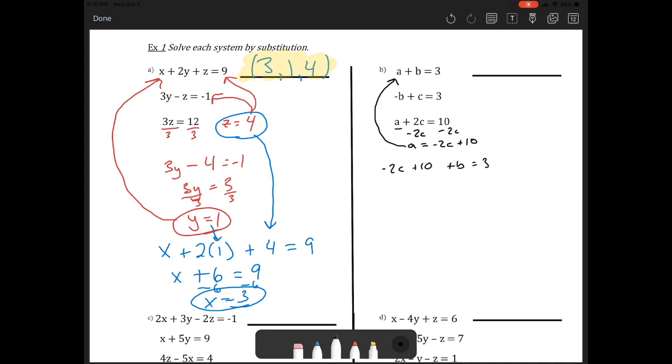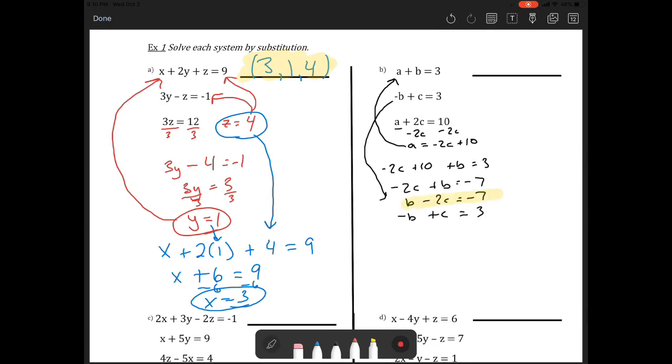I'm going to have negative 2c plus 10 plus b equals 3. And then I'm actually going to bring down this next equation after I simplify it. So it's going to be negative 2c plus b equals negative 7. We're going to bring down this equation right here, but we're going to switch up that order just a little bit on our first one. So that's going to make it b minus 2c equals negative 7. And then we're going to have negative b plus c equals 3.